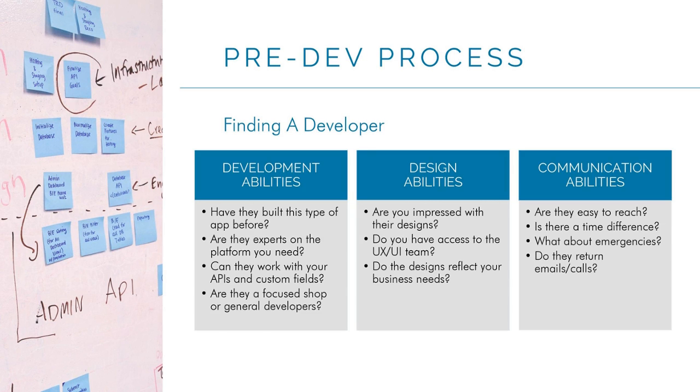Number one, their development abilities. Number two, their design abilities. And number three, their communication abilities. For development abilities, it's always good to know, have they built your type of app before? Are they experts in the platform you need? Can they work with your custom APIs and custom fields and business needs? And are they a focused shop, or are they just general developers? No answer here is right or wrong. It just depends on what you want to do.